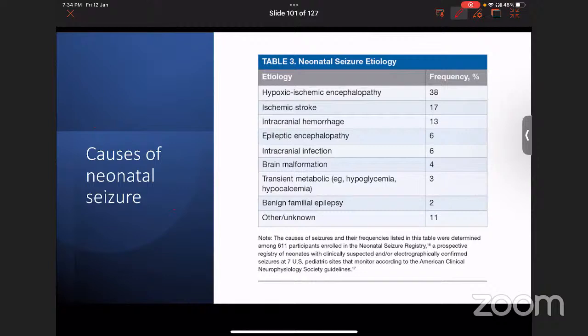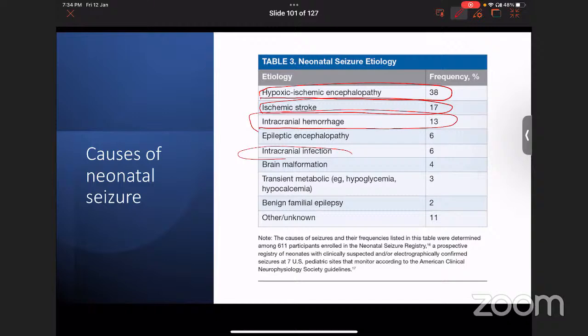So, what are the causes? Most common cause is HIE. Second most common is ischemic stroke. Third most common is intracranial hemorrhage. Sometimes infection can also cause it.